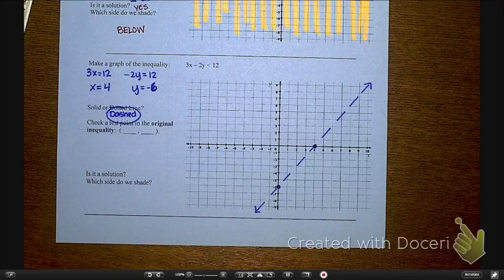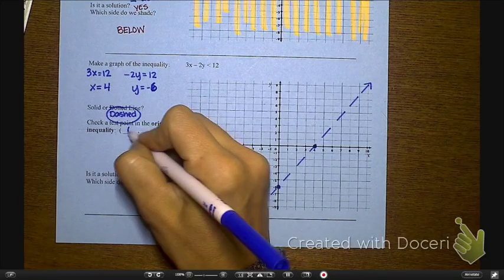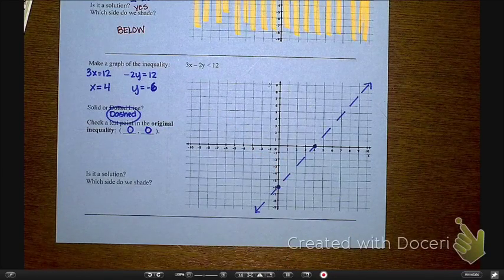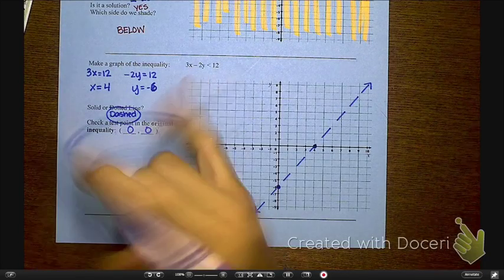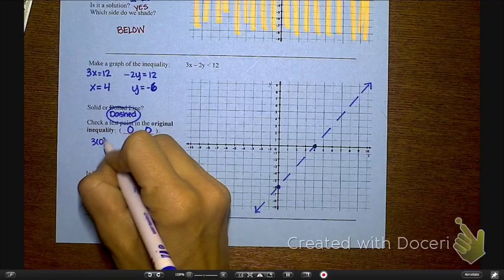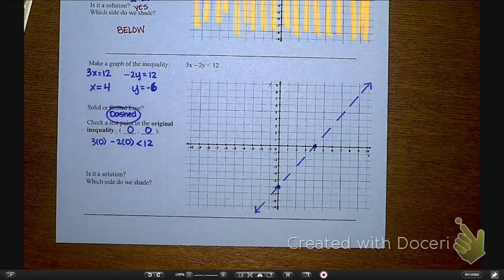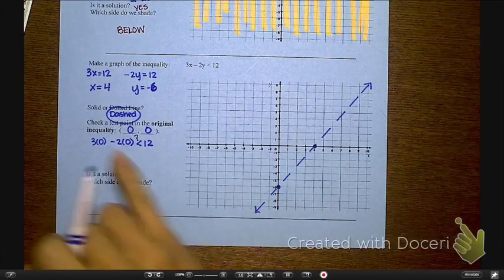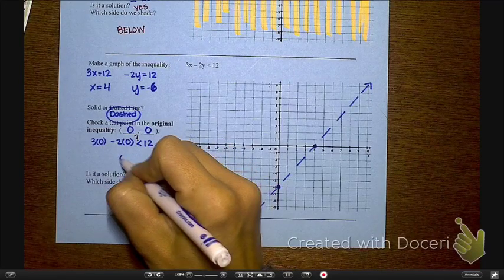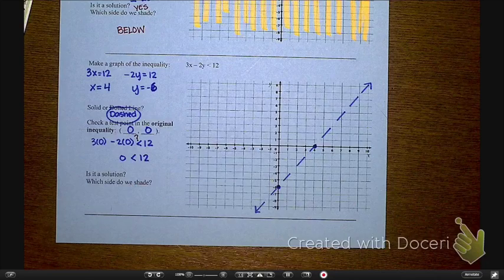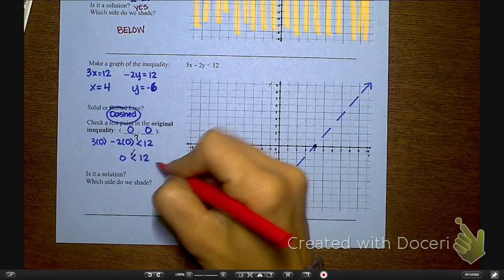Okay, now before I do my shading, I can't just look at this to tell which way I shade. I have to do a test point if it's not solved for y. So I'm going to go ahead and pick the easiest test point, 0, 0, and plug it in here. So I get 3 times 0 minus 2 times 0 is less than 12. Now, I'm not sure if that's less than 12. I'm checking to see if this is true. So, this is 0, this is 0. 0 minus 0, 0. So, is 0 less than 12? Yes, that is true, right? This checks out. That's true.